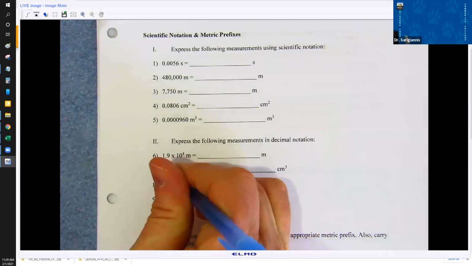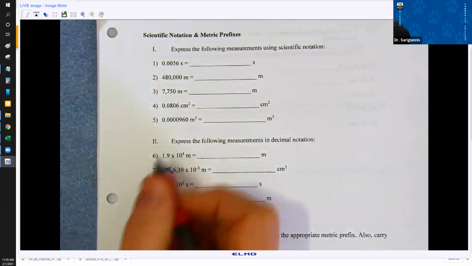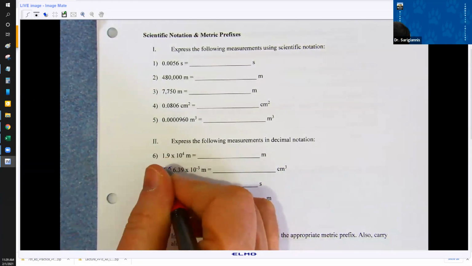Number 7 should be 6.39, not 480, whatever. This is a typo.